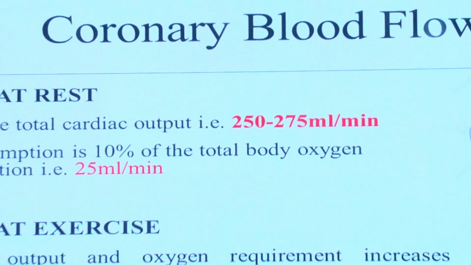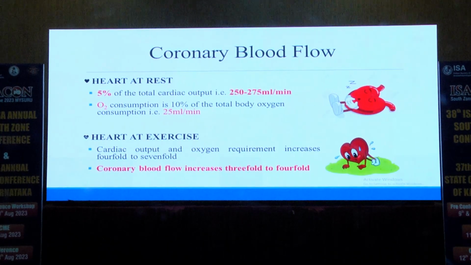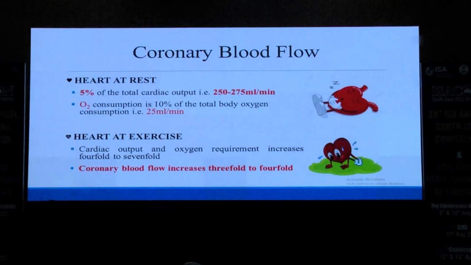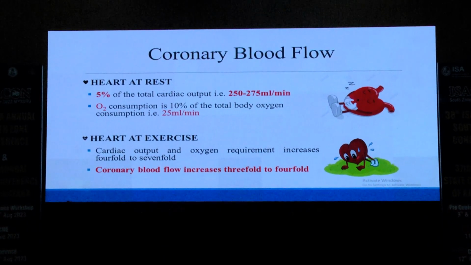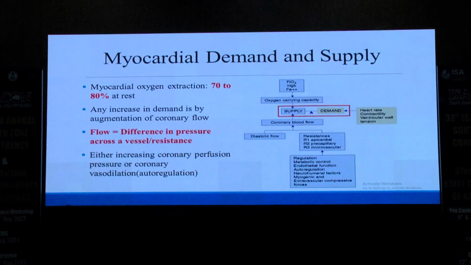The heart at rest receives around 5% of the cardiac output, which is around 250 ml per minute, and the oxygen consumption is around 10%, which is around 25 ml per minute. Whenever the heart is exposed to exercise, the cardiac output and the oxygen requirement increase. To meet these, the coronary blood flow also increases. Since myocardial oxygen extraction is around 70 to 80% at rest, any increase in oxygen requirement has to be compensated by an increase in coronary blood flow.